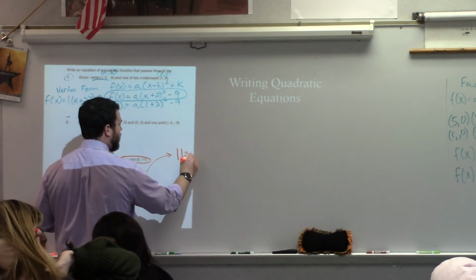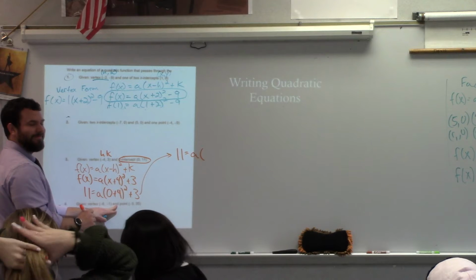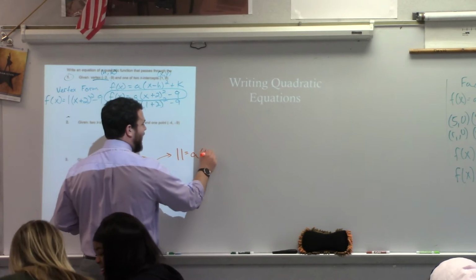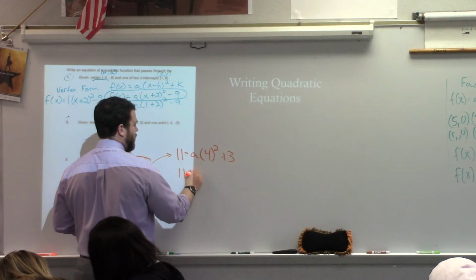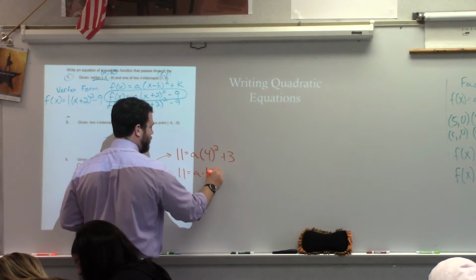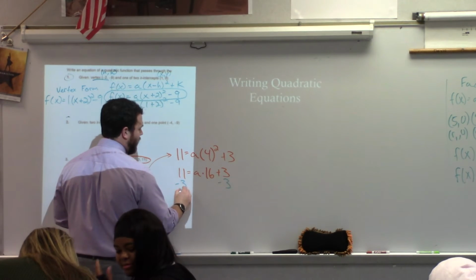That 11 is there. 0 plus 4 is 4. And you can do that step together if you want. 4 squared is 16, plus 3. So 11 equals 16 a plus 3. Now you do minus 3 on both sides.